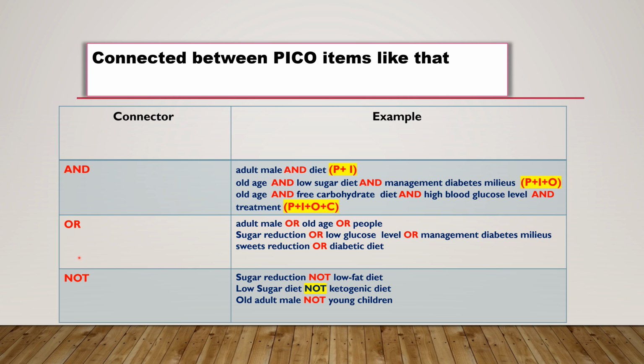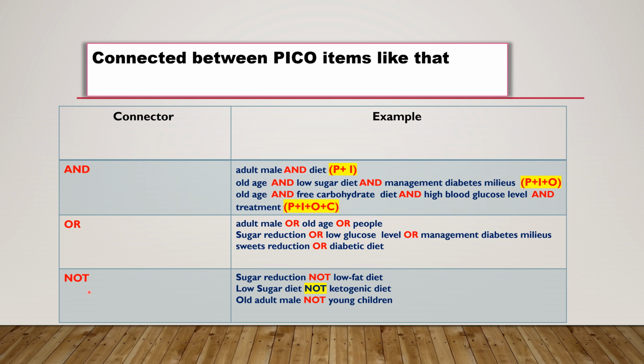4. OR finds results that include either of the criteria and is primarily used for combining synonyms, like this: adult male or all age or people, sugar reduction or low glucose diet or management diabetes mellitus, sweets reduction or diabetic diet.